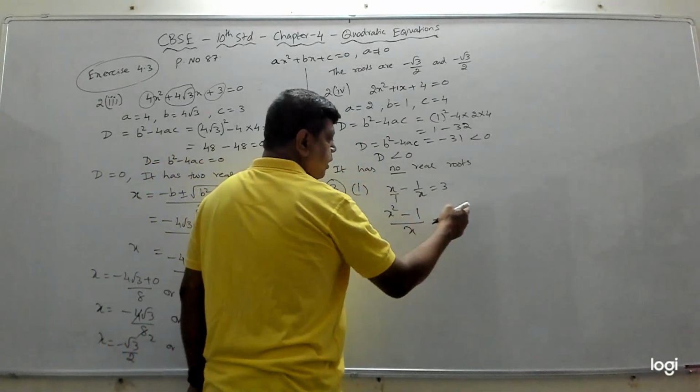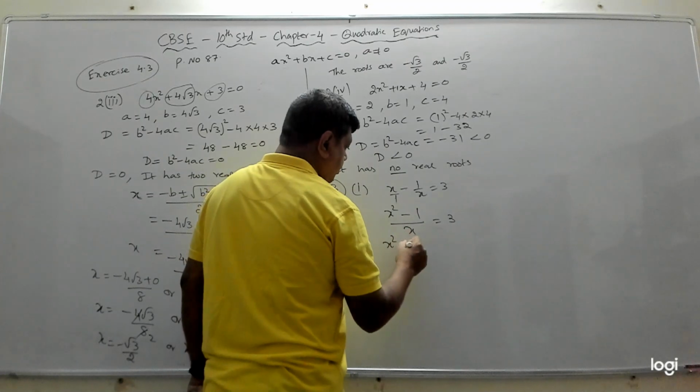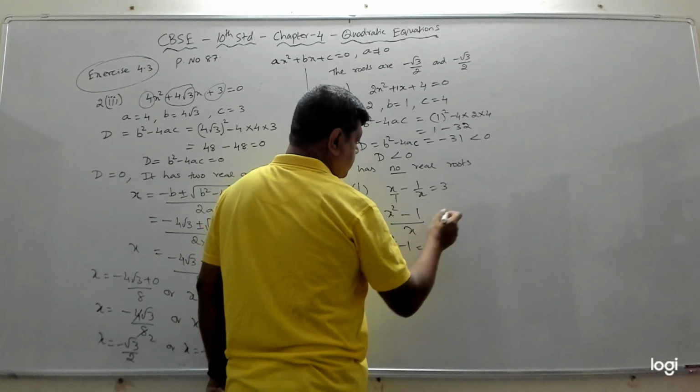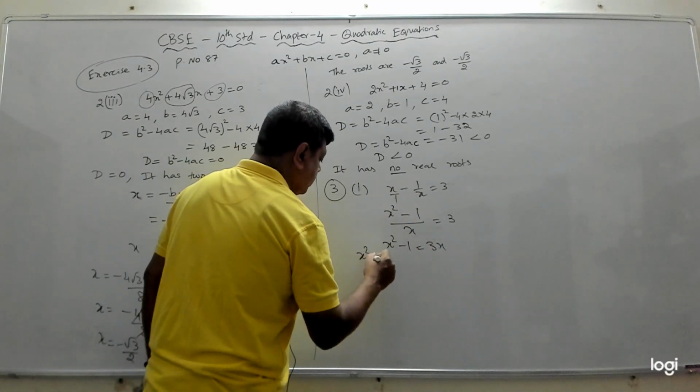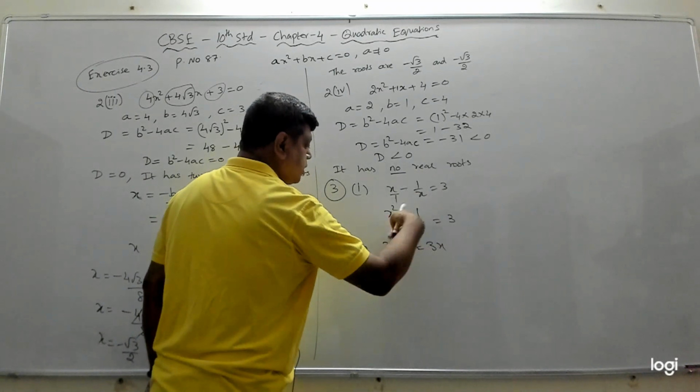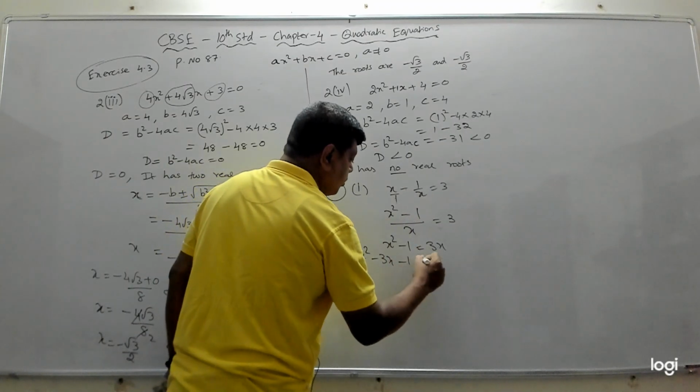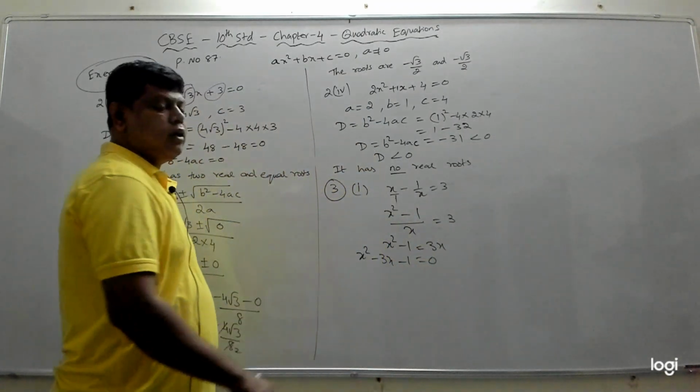Now this x will go here. So you get x square minus 1 equal to 3x. Now bring the 3x to the left side, it will become minus 3x. You will get x square minus 3x minus 1 equal to 0. Now this is the required quadratic equation.